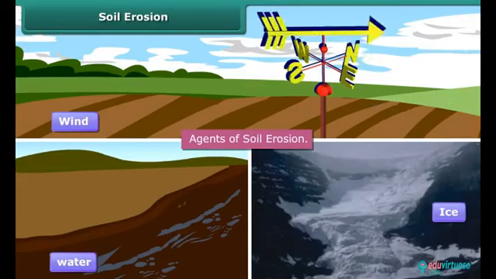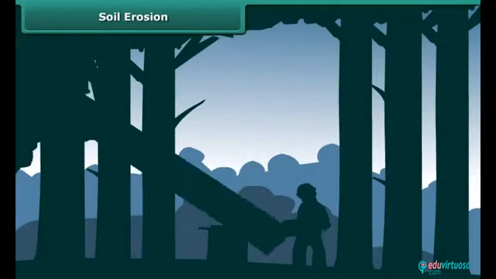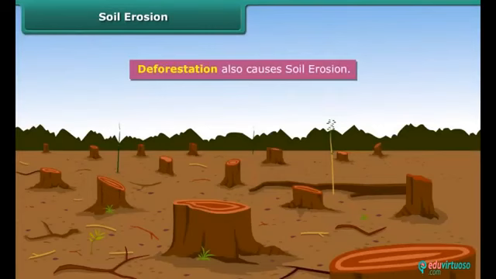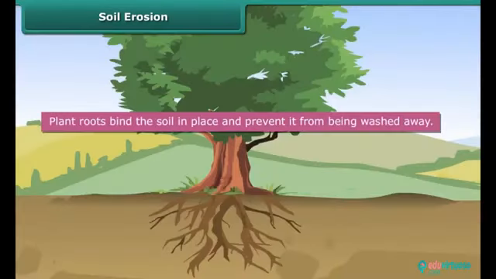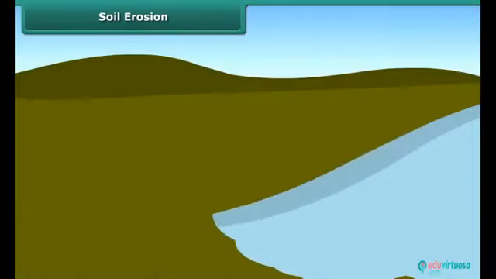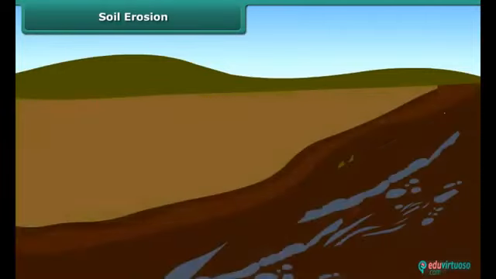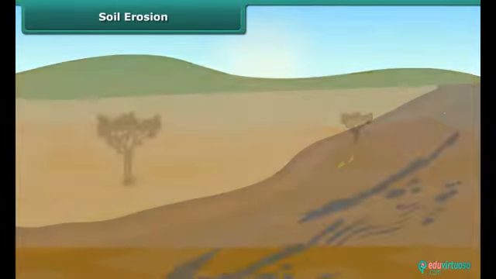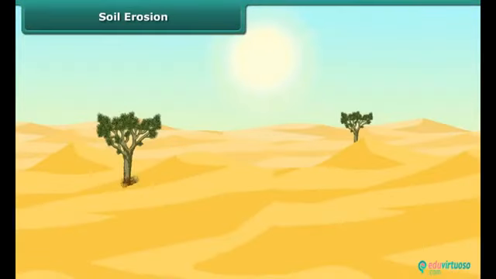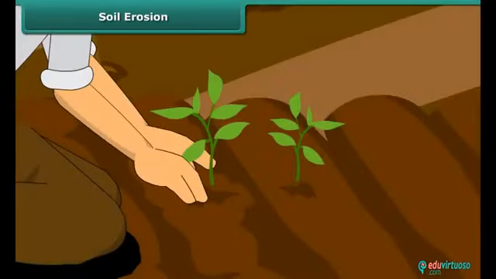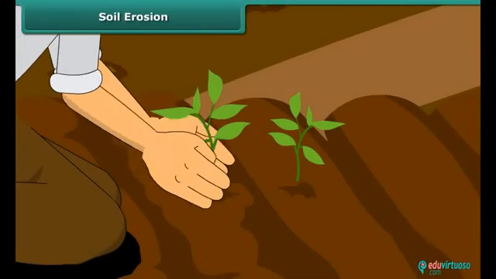Apart from natural agents, human activities like cutting down the trees also cause soil erosion. But how? Plant roots bind the soil in place and prevent it from being washed away. So, if there will be no trees, floods will occur which will leach the soil nutrients, and eventually the land will become barren, which cannot be used for vegetation. Therefore, more trees should be planted in order to prevent soil erosion.